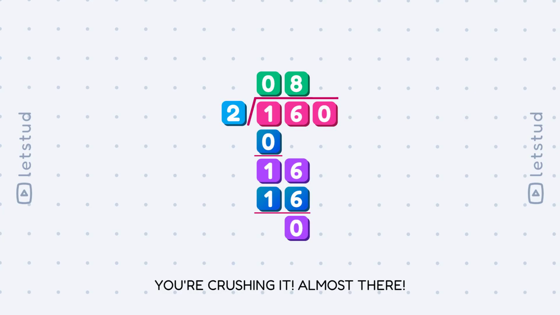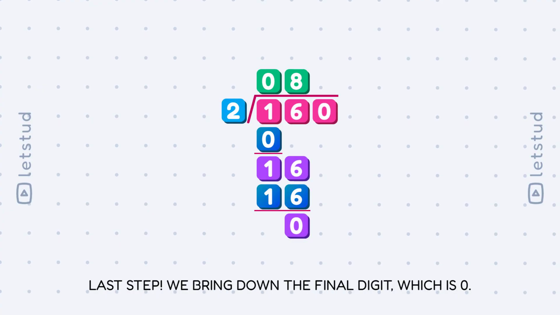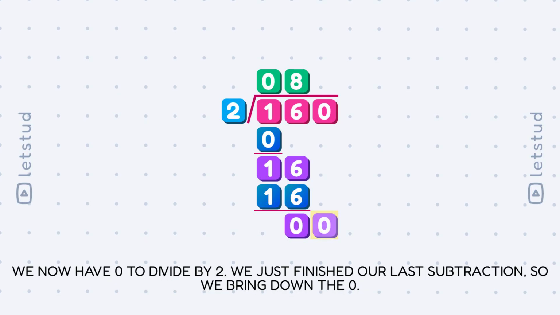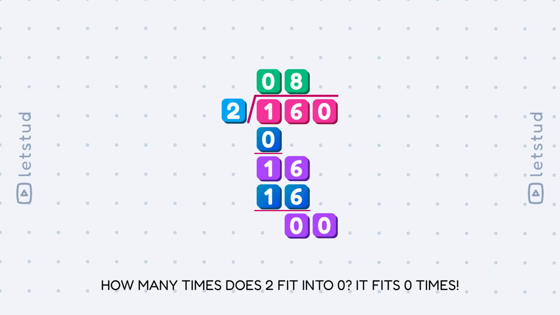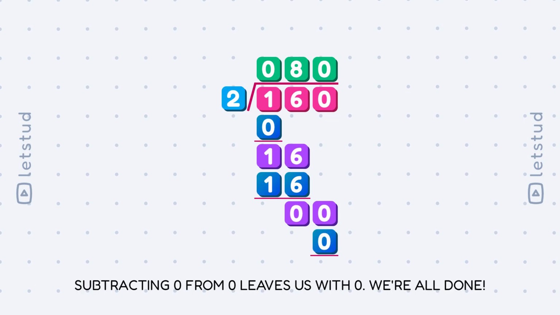You're crushing it, almost there. We have one more digit to go. Last step, we bring down the final digit, which is 0. We now have 0 to divide by 2. We just finished our last subtraction, so we bring down the 0. How many times does 2 fit into 0? It fits 0 times. We write 0 in our answer, 0 times 2 is 0. Subtracting 0 from 0 leaves us with 0, we're all done.